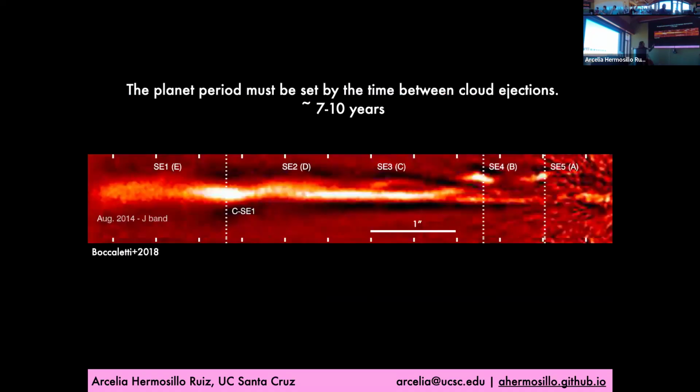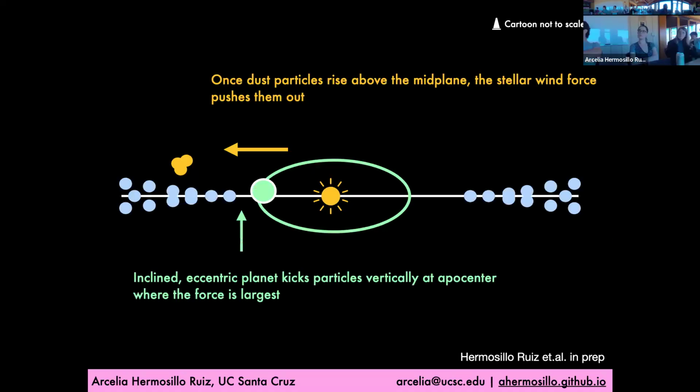And remember, I said that there are 5 of them, and they are periodic. Some previous work has constrained that maybe they're being ejected every 7 to 10 years. So I use that constraint to be the period of the planet that I'm modeling as well, because then every time it approaches the debris disk, it will eject the dust as well. So we see that happen over and over again, and a new dust cloud gets ejected.